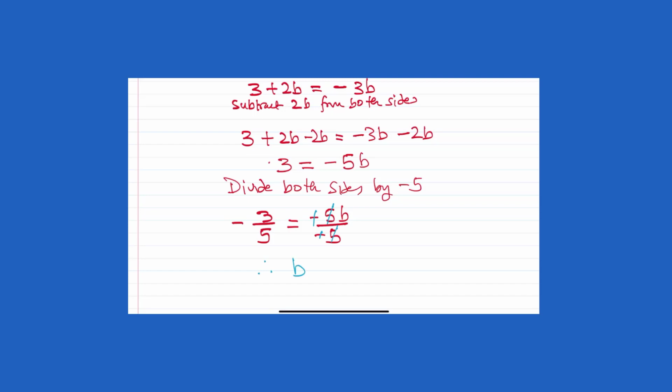So therefore b is equal to minus 3 over 5. And here you have your answer. Minus 3 over 5 is the correct answer. Please don't forget, just to be able to build your confidence, always self-check.